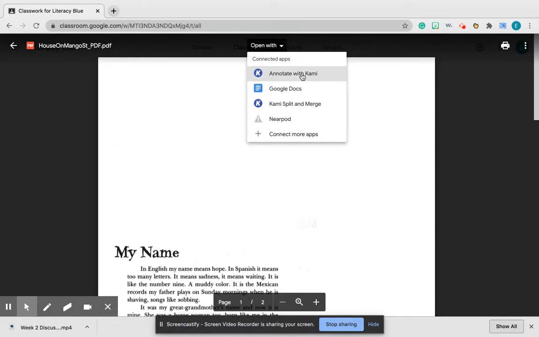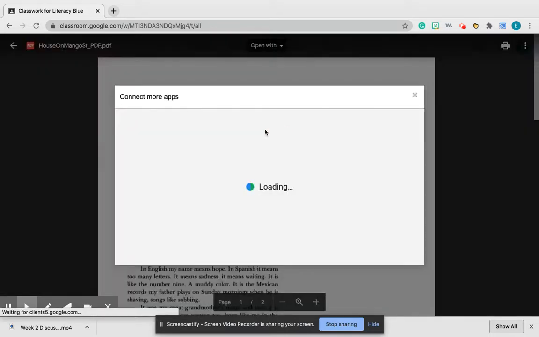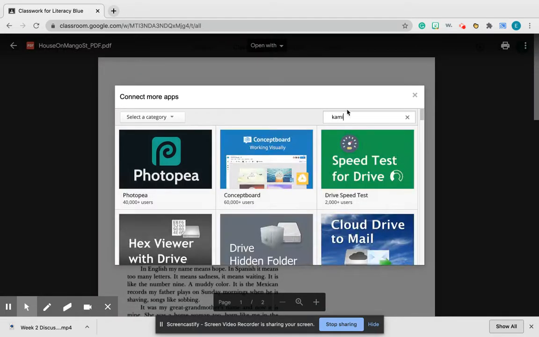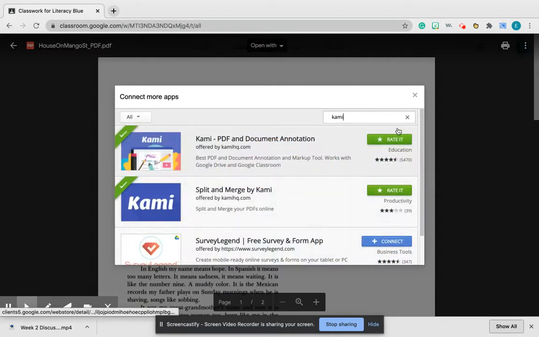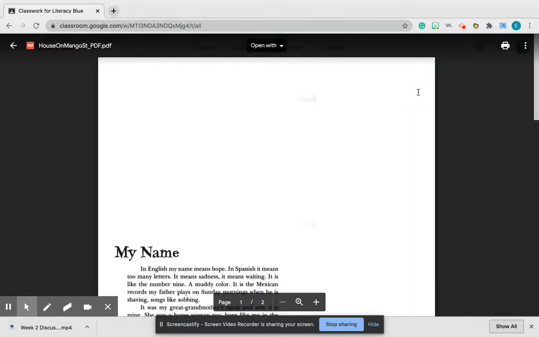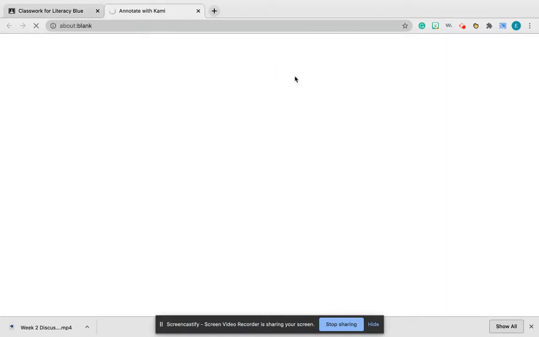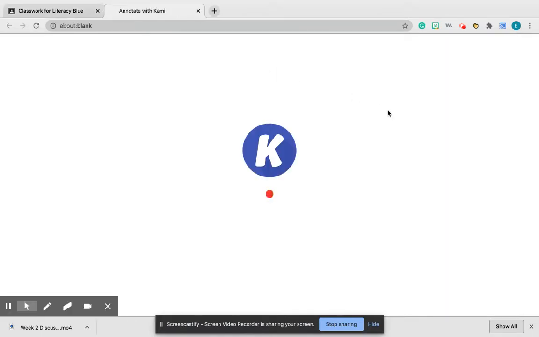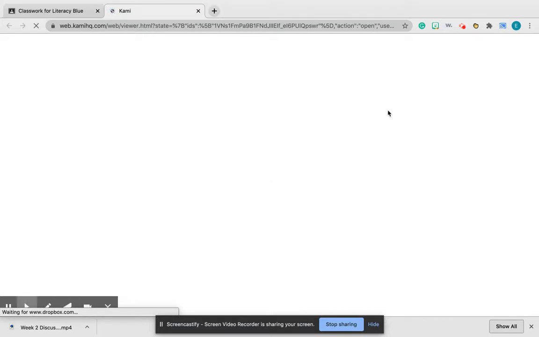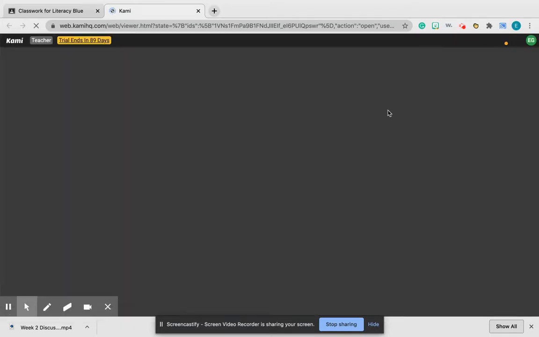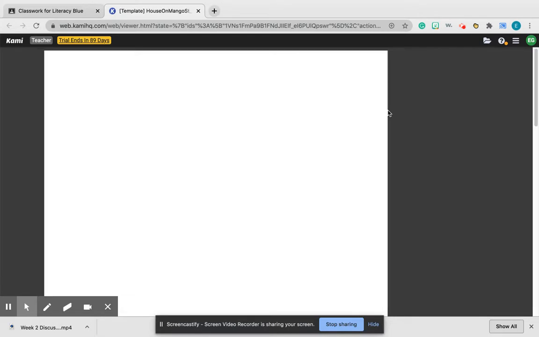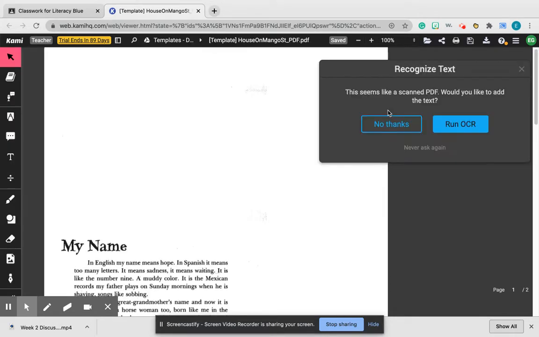Hopefully all of you have this already. If not, you need to come to Connect More Apps, search the app, and then you can see mine's already connected, but you're going to connect it and then it will go. Okay, so I'm already open with Cami. If it asks you to sign in, just sign in with Google. That's how you're linked, with your Google accounts. Sometimes it takes a little while.